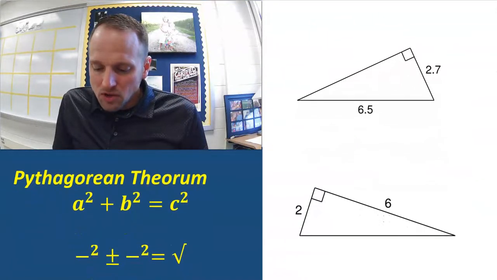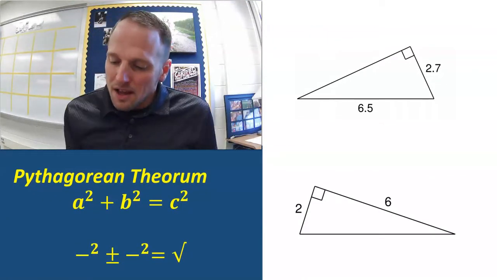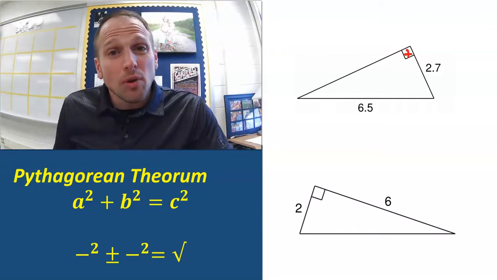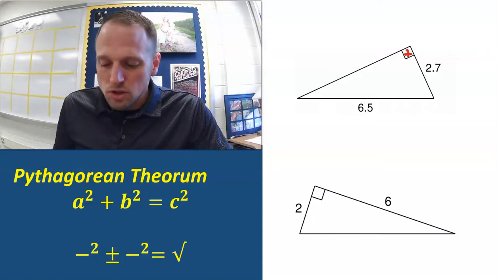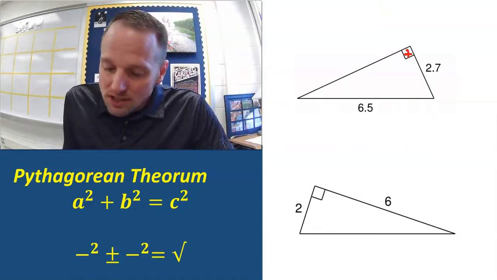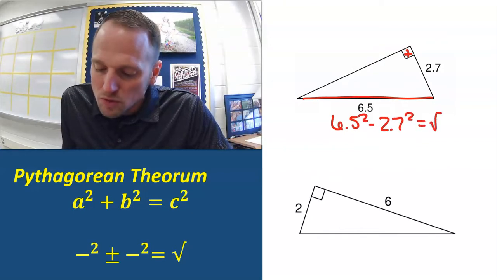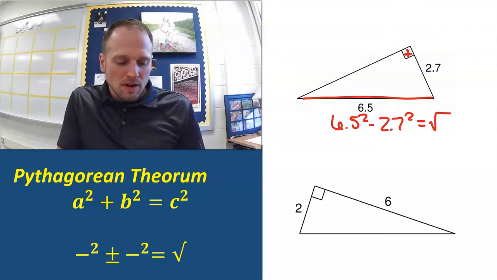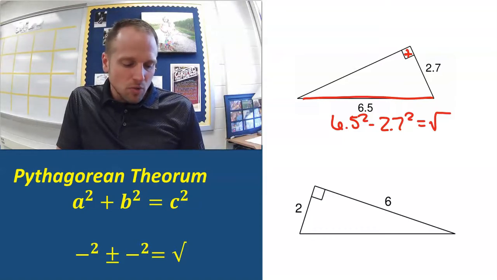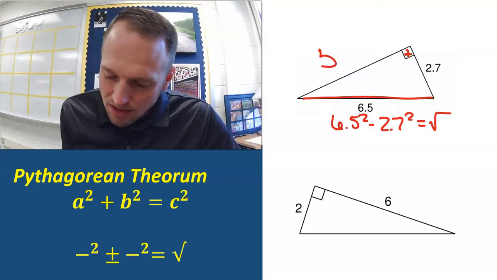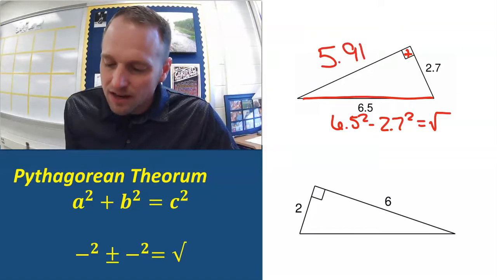Let's do a couple more. Let's try to mix it up and see what we've got. So put a plus in the right angle. So I'm asking you, is this going to be a plus or a minus problem? Addition or subtraction? This is going to be subtraction because this 6.5 doesn't touch the plus. So what is 6.5 squared minus 2.7 squared equals square rooted? Let's see what that is. 5.91. That's the length of this missing side.